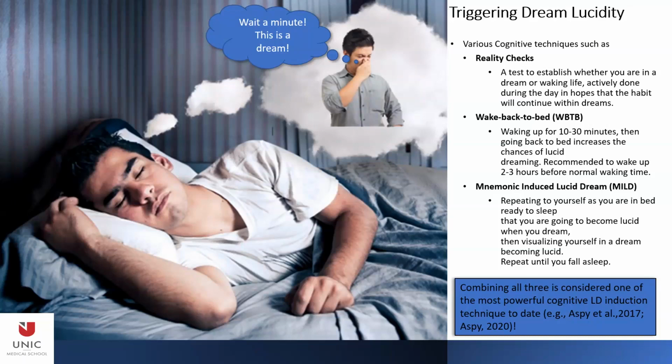And studies have shown, including a study I did in my thesis, that combining all three of these leads to a higher likelihood of lucid dreaming than trying these techniques in isolation. So basically, you do reality checks during the day. You set your alarm 2 to 3 hours before your normal wake time. Then you do the MILD technique while you fall asleep again. This is a combination that anyone can try.